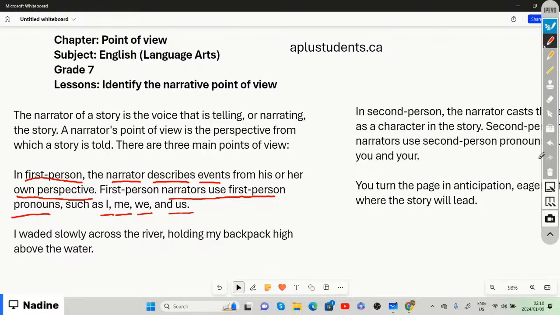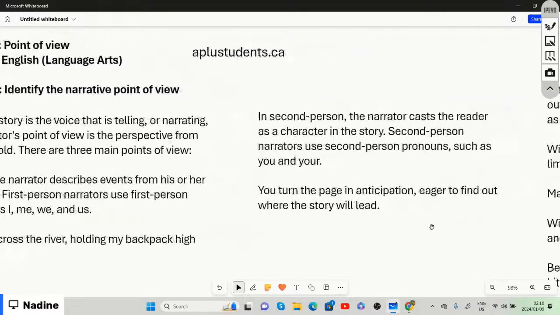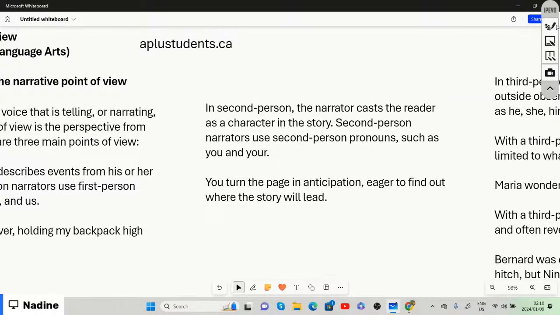Then we have second person, right? In second person, the narrator casts the reader as an actor within the story. So if you are the one reading, then you will basically be cast as a character within the story. So in second person, the narrator casts the reader as a character in the story.